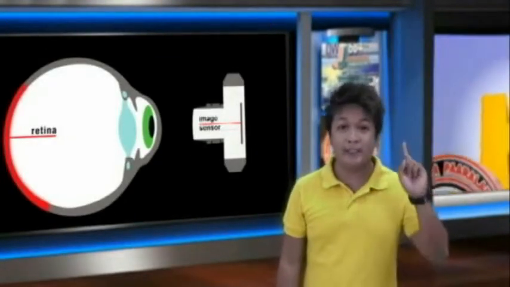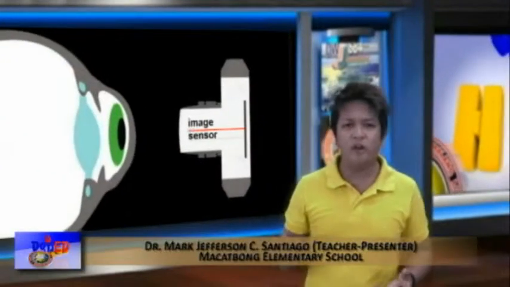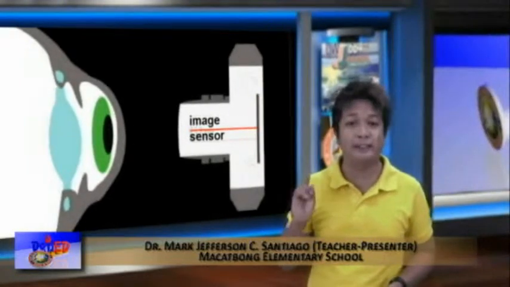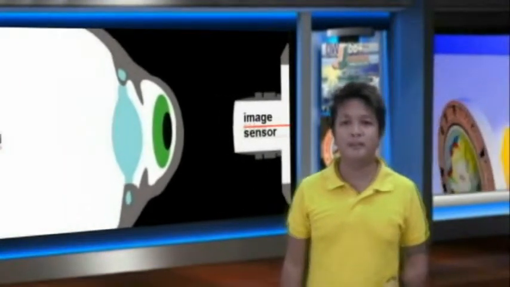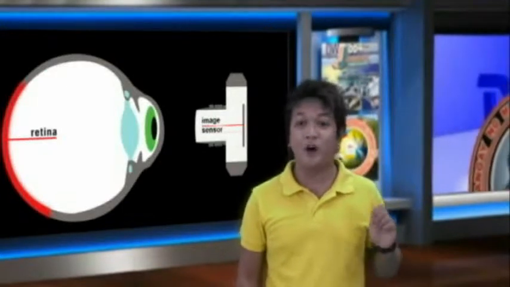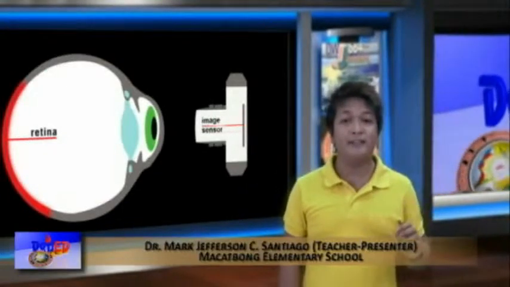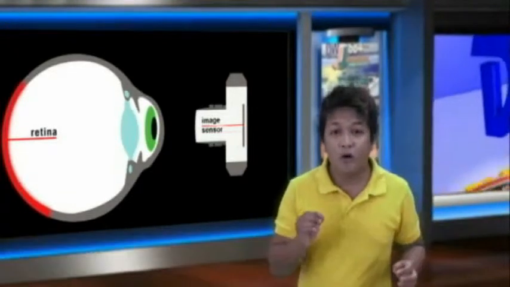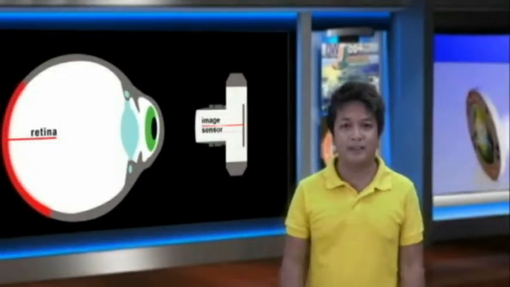The last part is the image sensor, or in the old cameras it is called the film. It serves as the retina. Like the retina, the image sensor converts the optical image to an electric signal, which is then sent to your memory card or the brain of the camera.